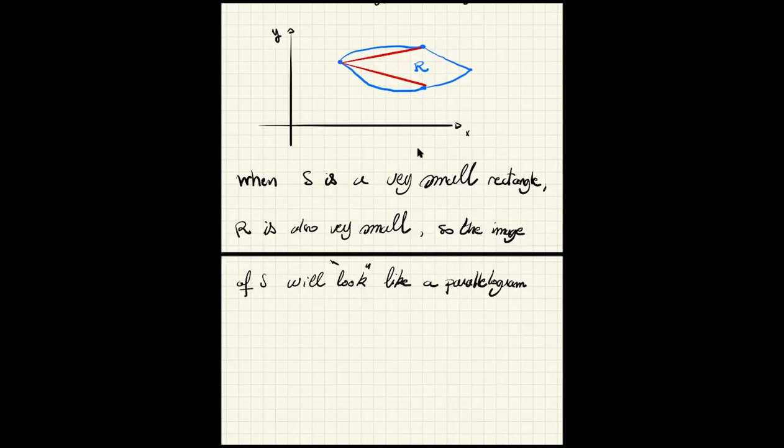So when this is true, when S is very small, we can say that the region R is a little bit like the rectangle AB, right? Here, remember, a rectangle is always given by two vectors, right?